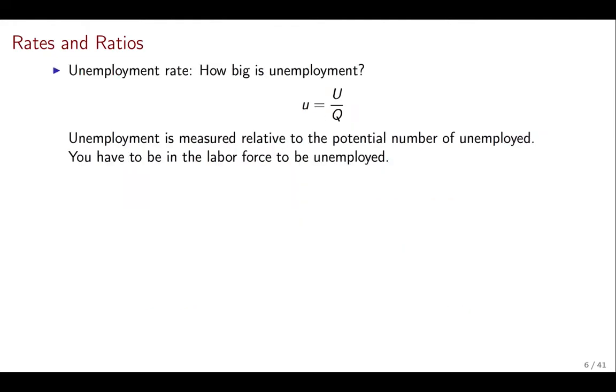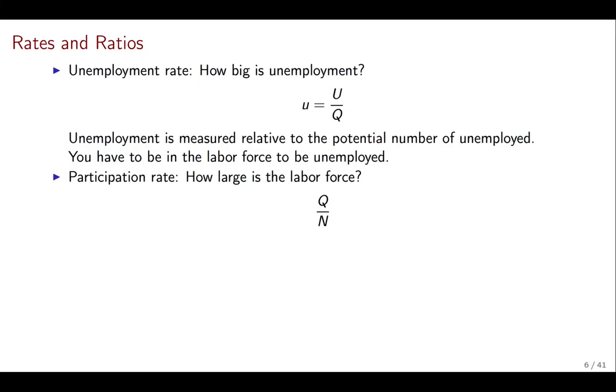So to be clear, the ratios we're going to be using is going to be the unemployment rate. This answers the question, how big is unemployment? Unemployment is going to be then measured relative to the potential number of unemployed. So U over Q. How many people could have been unemployed? Okay? So you don't compare it to the total number of people there are, but to the number of people who were either searching for a job or had a job.